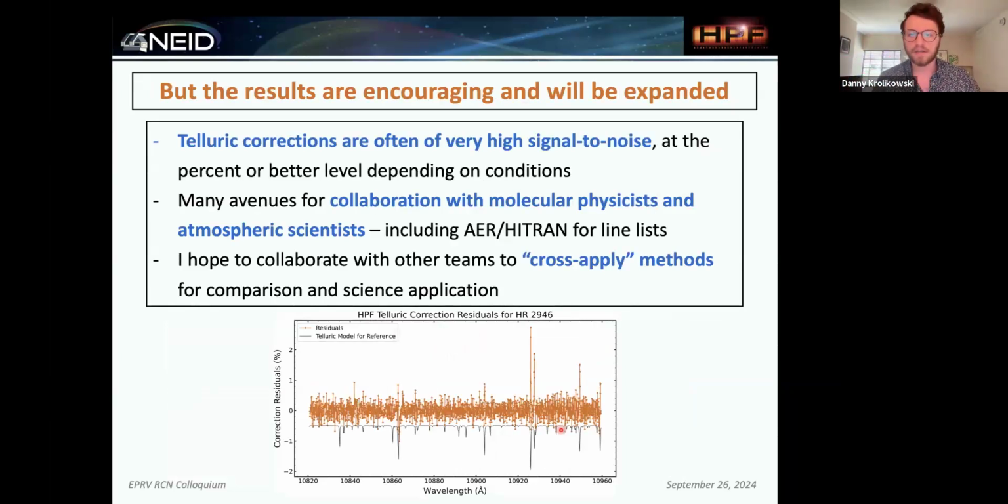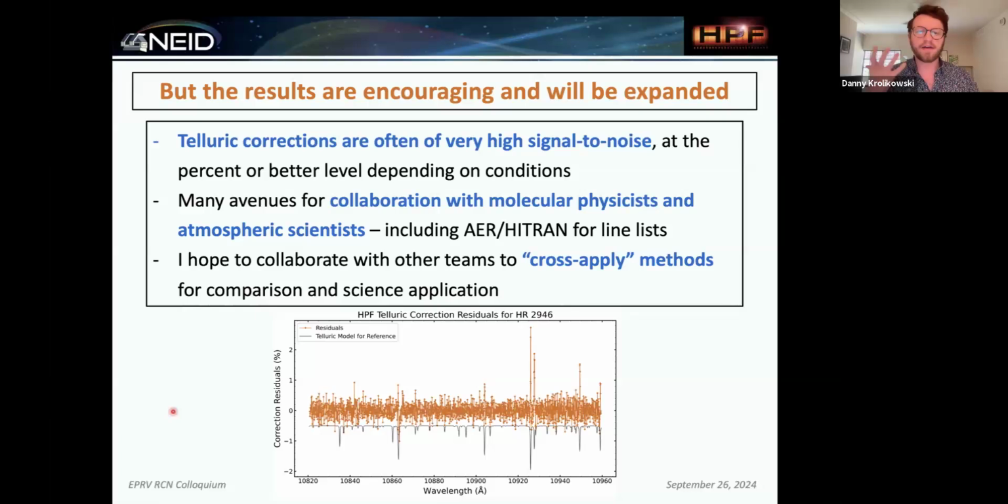These telluric corrections are often a very high signal. I showed earlier that typical correction residuals were sub-percent. Here is just an example correction residual spectrum for an order in HPF. You can see that there are a couple lines where there's clear line list mismatches, but otherwise, corrections are good to 1% or below, particularly for the weaker lines.